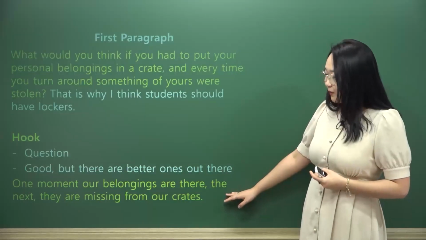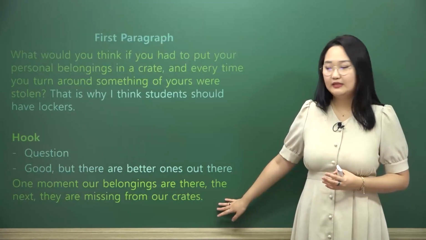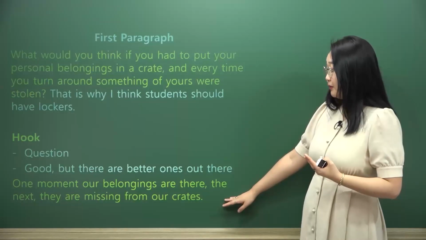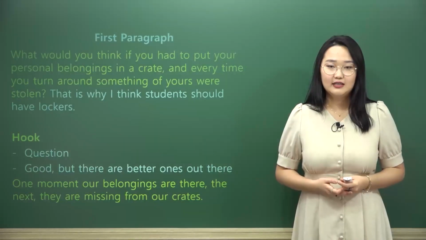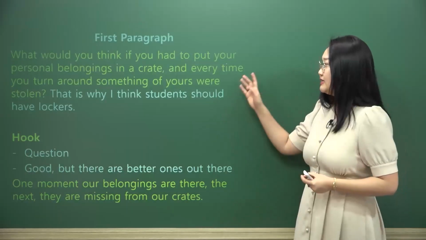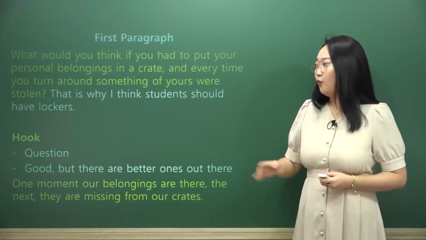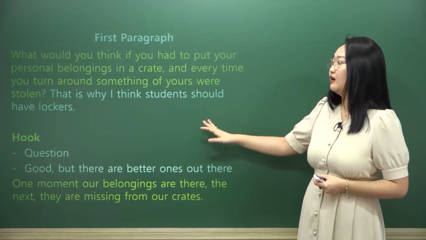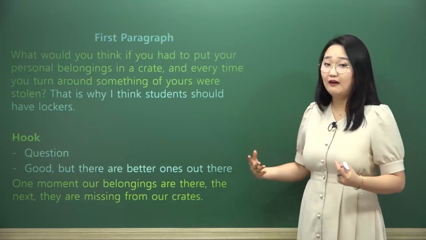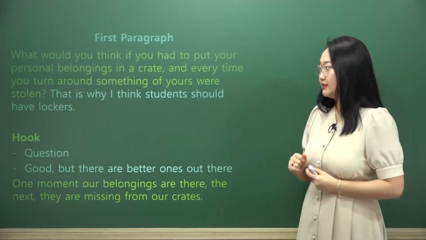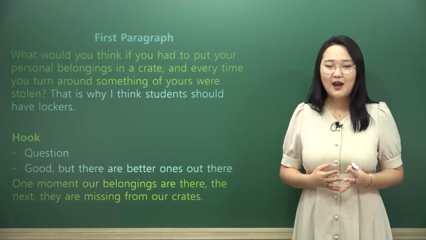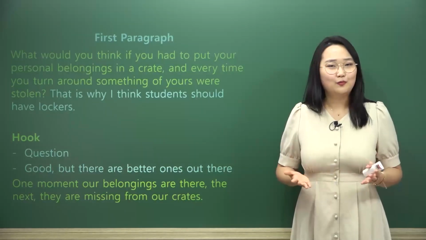A better way to write it, which I've written as a sample sentence here, is: one moment our belongings are there, the next they are missing from our crate. That's another way we can write this instead of having a question. Also, we have the stance that the student is taking. That is why I think students should have lockers. Very clear, very concise, simple, and easily understandable. There's no pretense to it, and we immediately understand that we want lockers here.